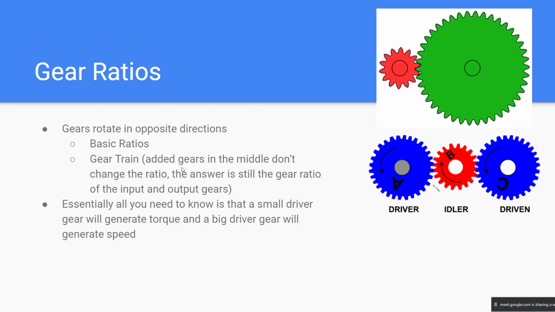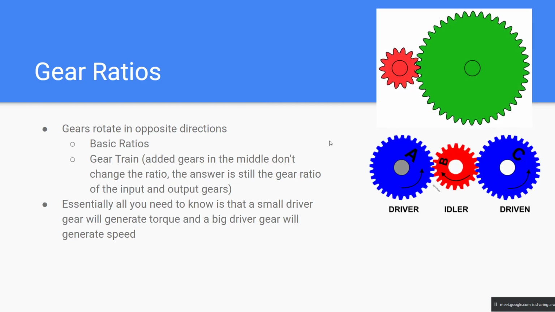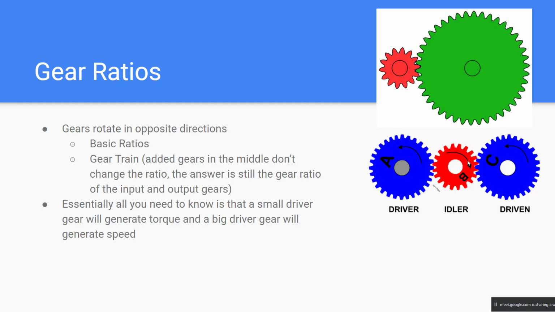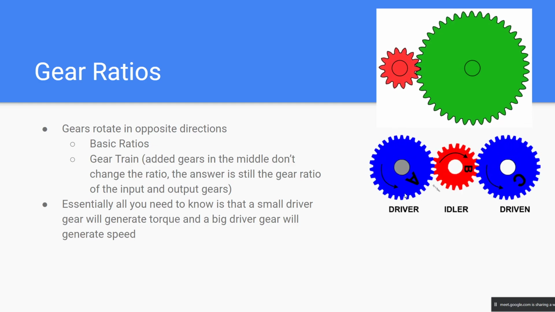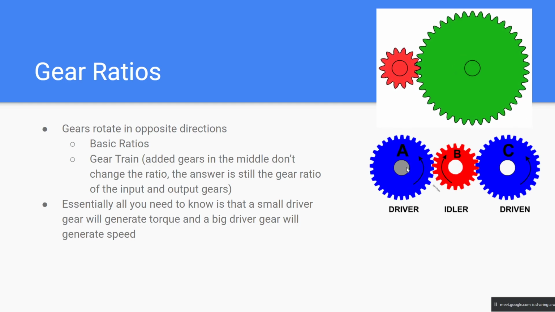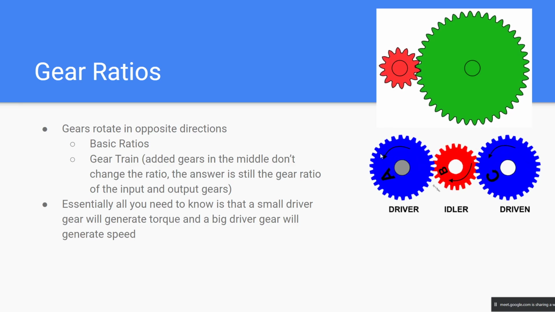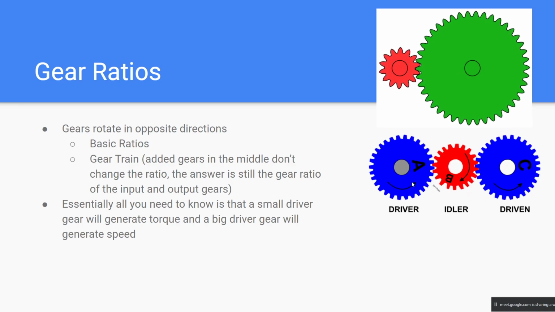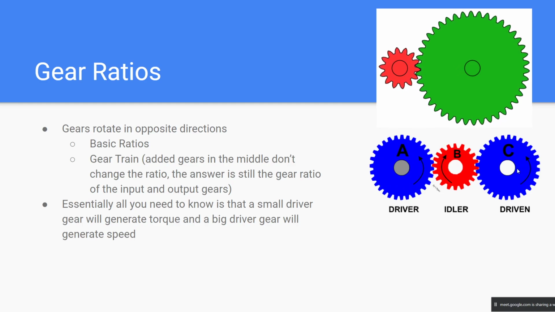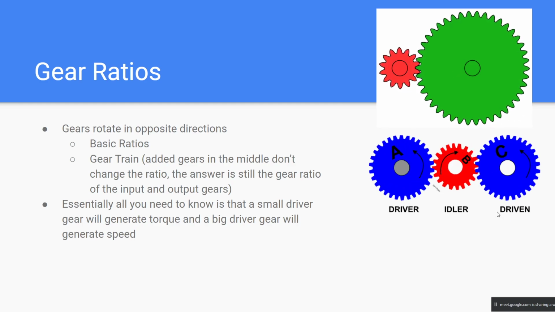Gear trains. I'd like to mention that there's this thing called an idler gear. What the idler gear basically does is keep your output rotation the same direction as the input. So these are both going counterclockwise. A and C are both going counter. The idler just switches the direction for C.